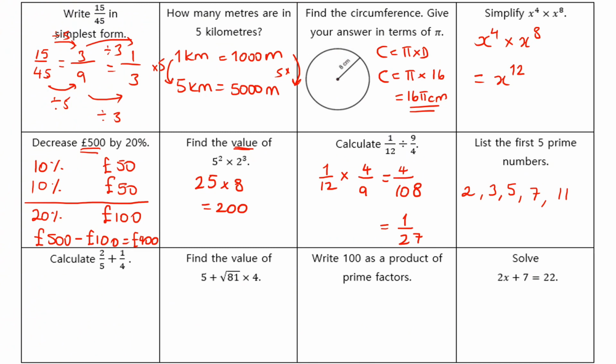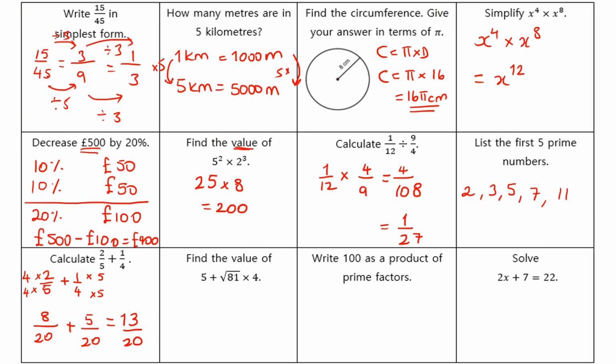Calculate 2 out of 5 plus 1 out of 4. I'm going to write it down here so we can show what we are doing. We need to make sure that our denominator is the same. So this side needs to be multiplied with 4, and this side needs to be multiplied with 5. So we're going to end up with the same denominator. 4 times 2 is 8. 4 times 5 is 20. 5 times 1 is 5. 4 times 5 is 20. And that will give us 13 out of 20.